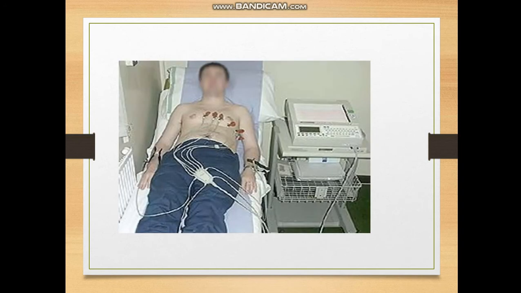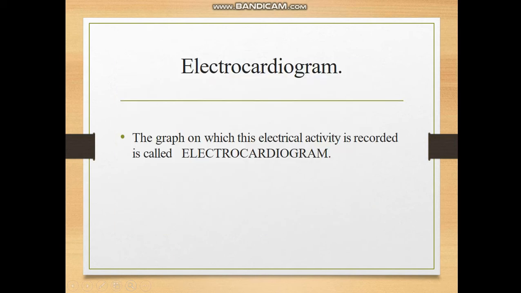Well, you are looking here at the machine, the subject or patient, and how it works. These are the electrodes, these are the wires which are attached to the ECG machine. This is the ECG machine, and these are the chest leads, these are the arm leads, and this is all the connections of the ECG. The graph on which the electrical activity is recorded is called electrocardiogram.